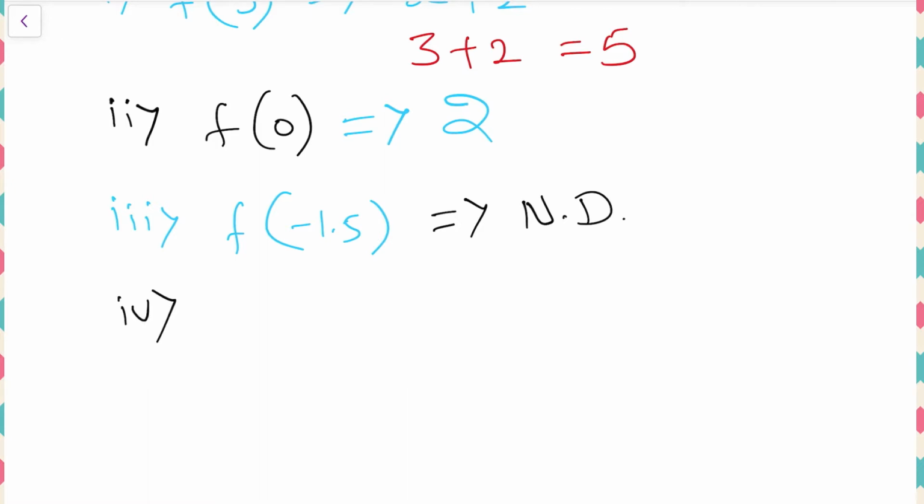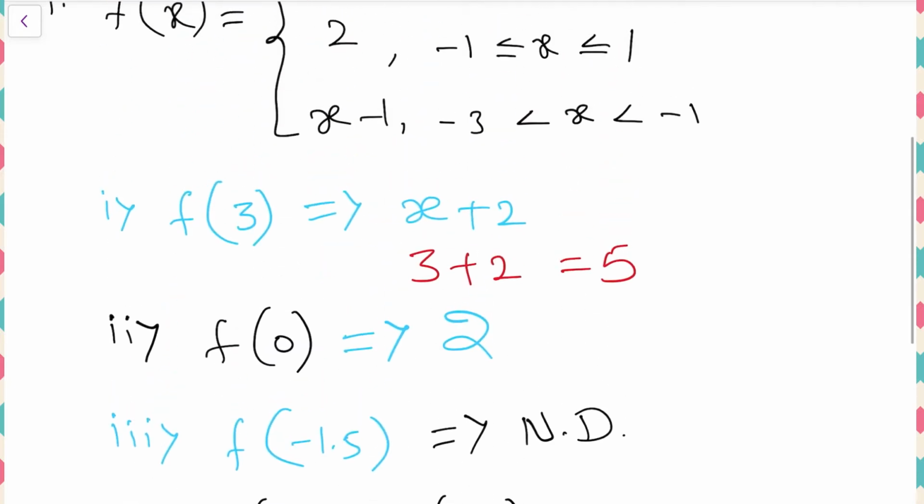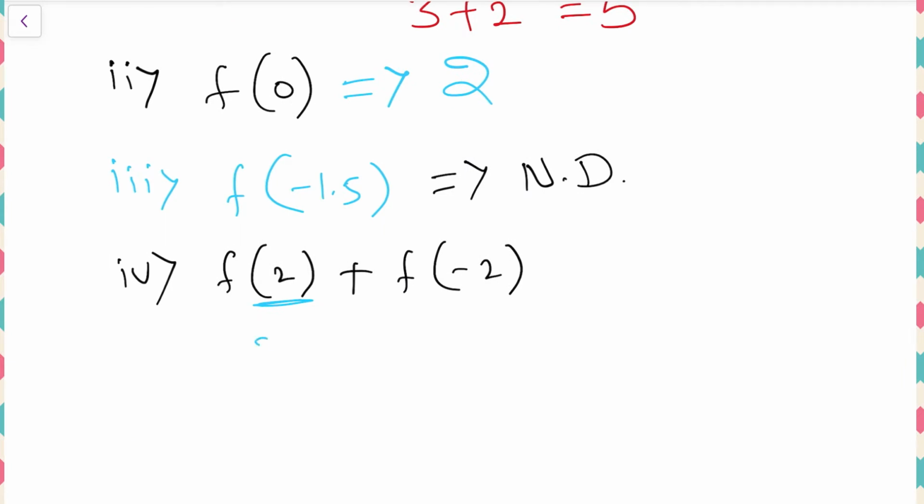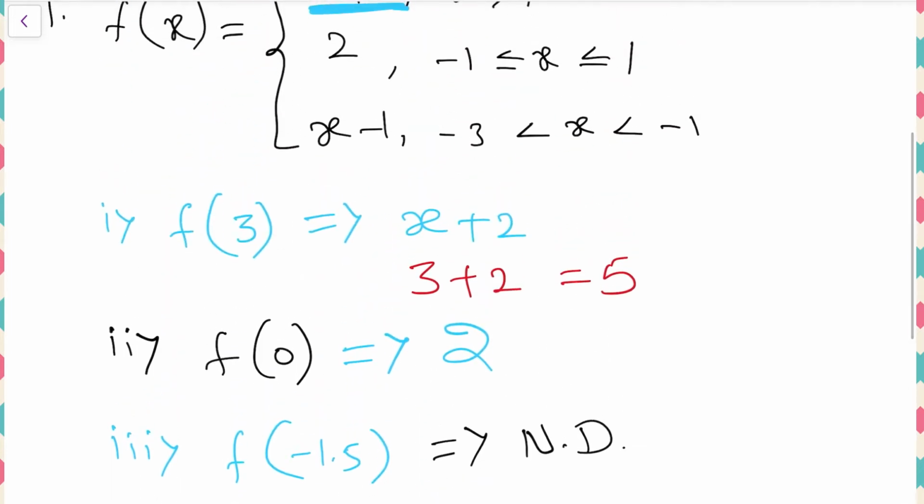Next, question number 4. What is the value of f of 2 plus f of minus 2? In these two statements together he gave. First let us check for f of 2. 2 means that x is greater than 1. So the x plus 2 statement we need to take. x plus 2 plus f of minus 2. Where will minus 2 lie? Minus 2 lies in this third one, minus 3 less than x less than minus 1. So we need to take x minus 1.